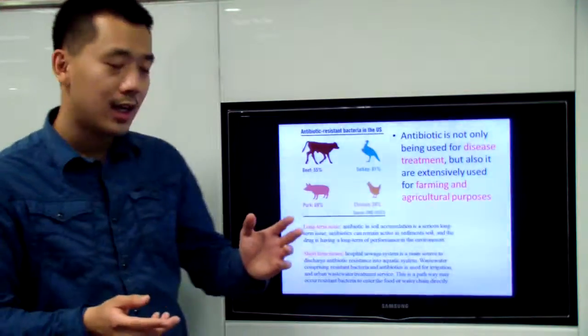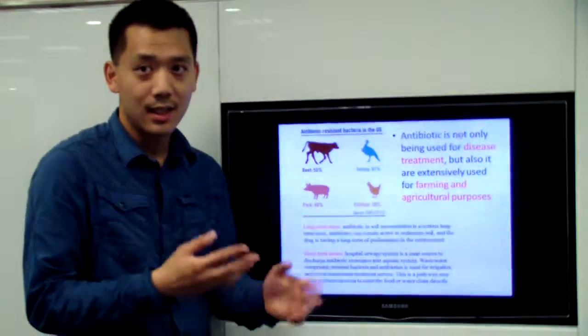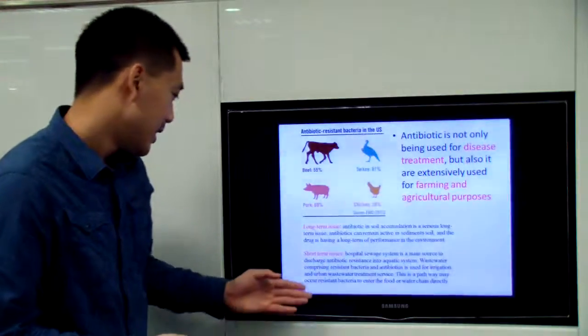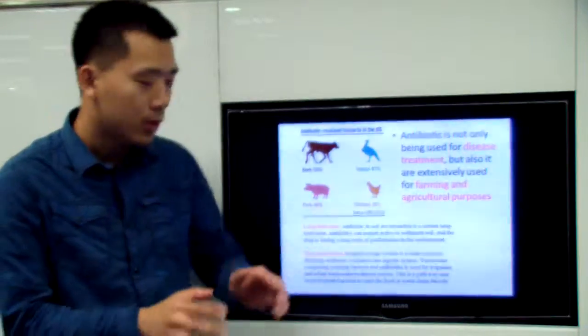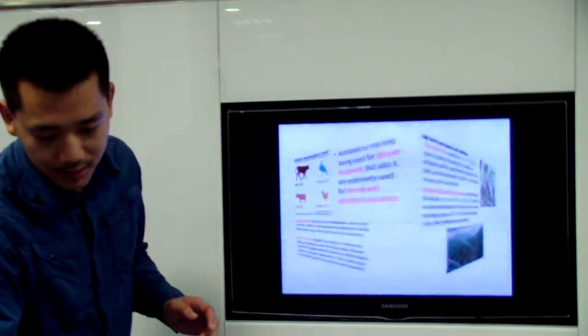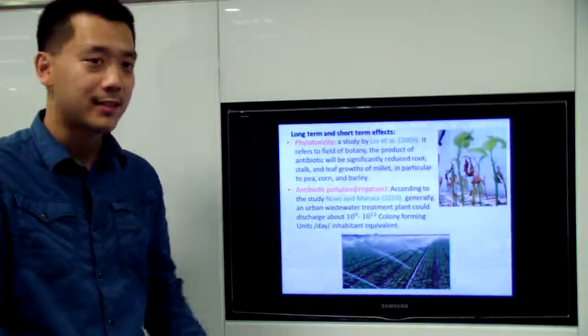Another case is human agricultural activities, which allow resistant bacteria to enter the food or water chain directly. This is talking about the long-term and short-term effects.